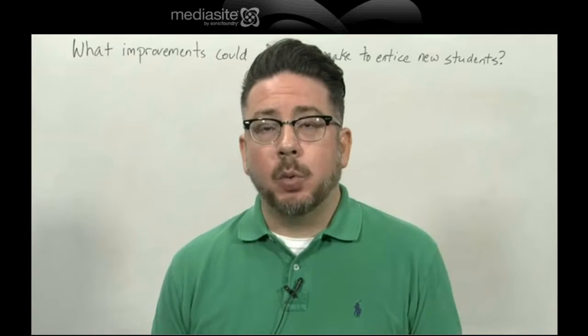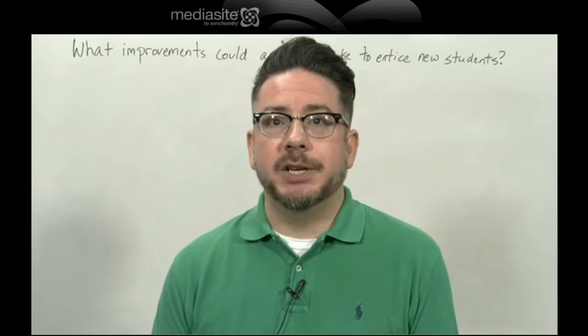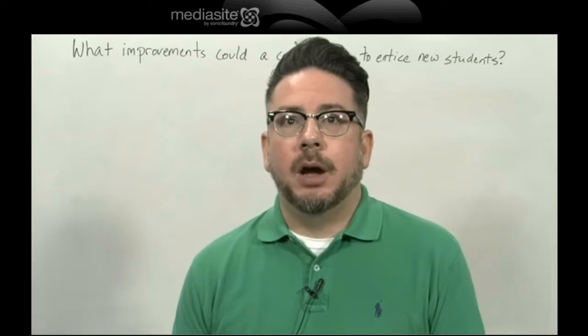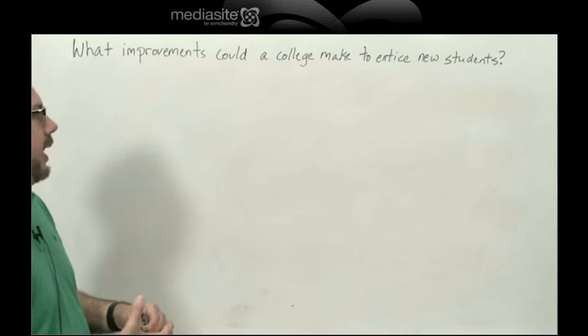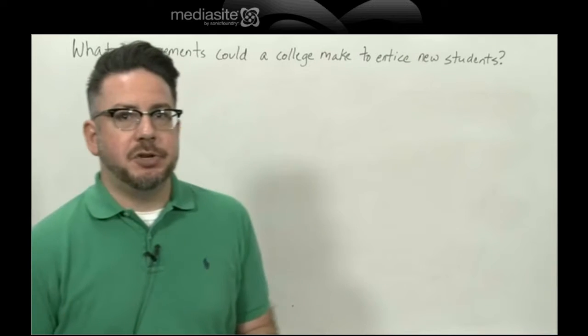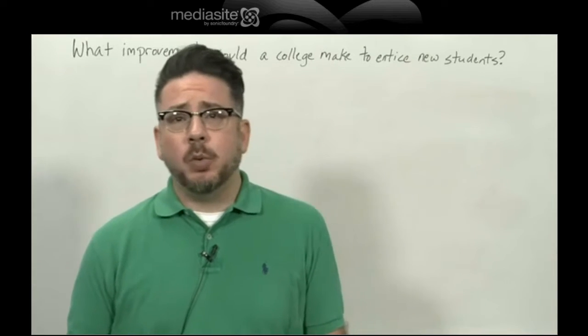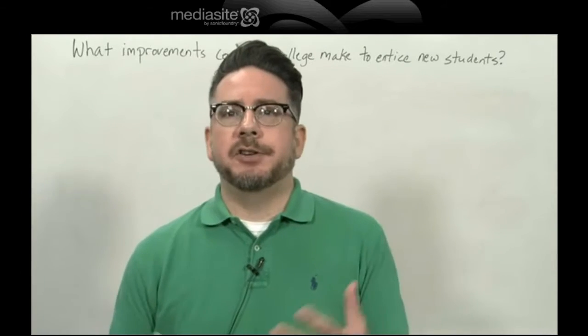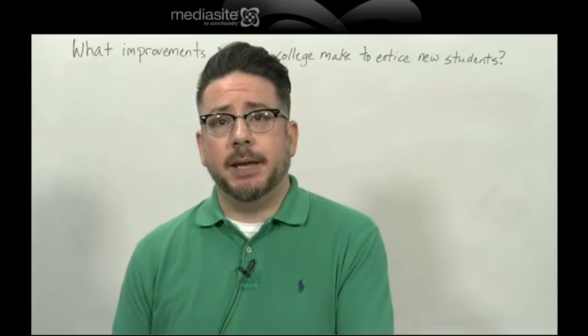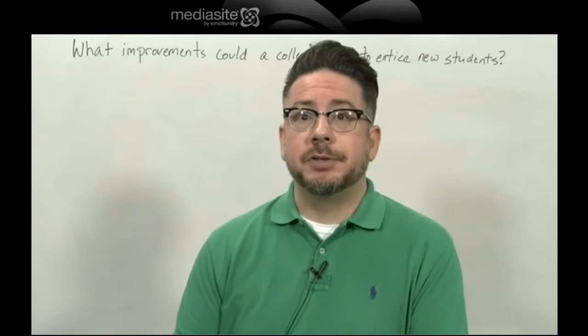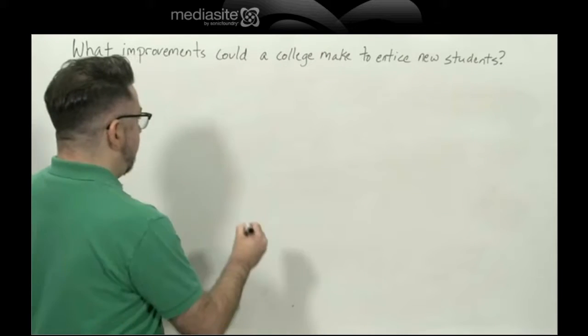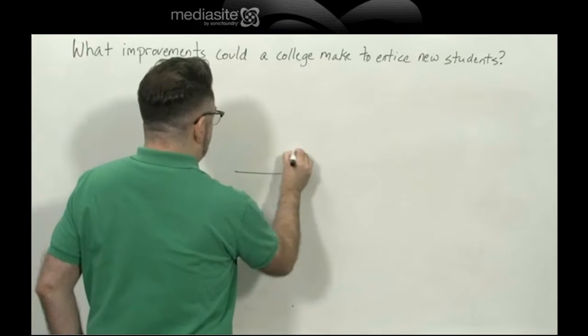So, I have a question on the board. This is going to be the question we use for our paragraph. The question is, what improvements could a college make to entice new students? So with that question, what are all of our supporting points going to need to be? Well, they're going to need to be improvements, right? We're going to need examples of improvements. So I'm going to put that in the middle here.